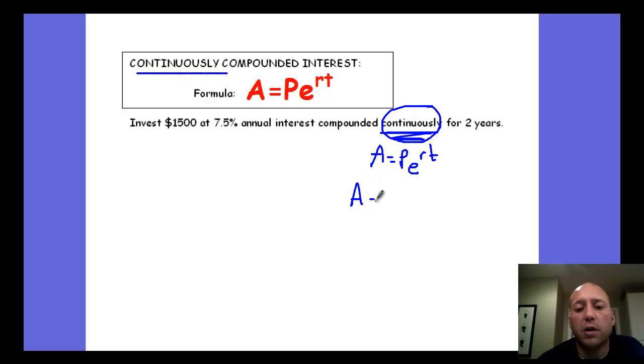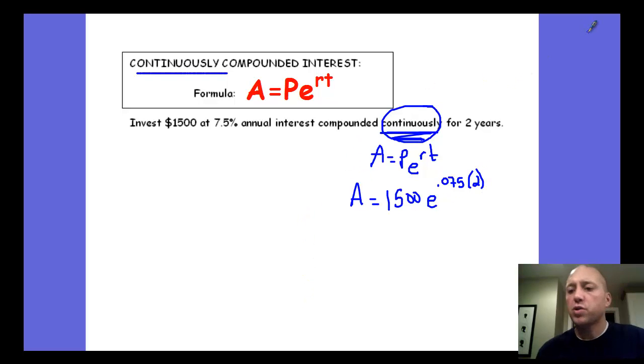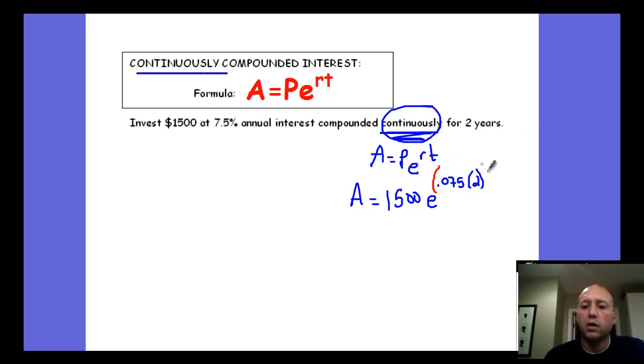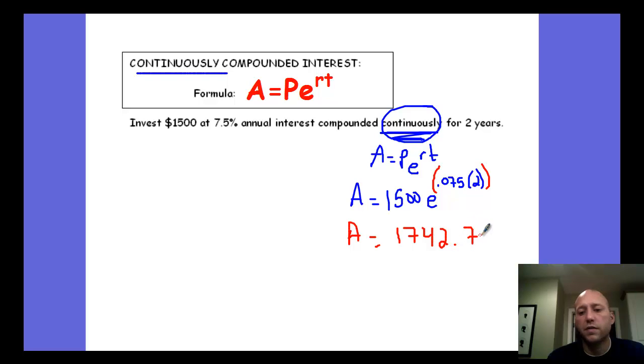So in here, we're trying to find the amount of money we have. Our starting value is 1,500 times e to the r, which is 0.075, times 2 years. When I punch this in a calculator, I have to make sure that I use parentheses for my power. I want to make sure that it does all that multiplication. And so if you do that, you should find the amount of money you get here is $1,742.75. That'd be compounded continuously. And in real life, that's how our rates are found, compounded continuously.